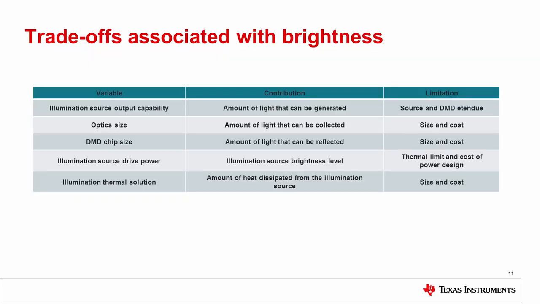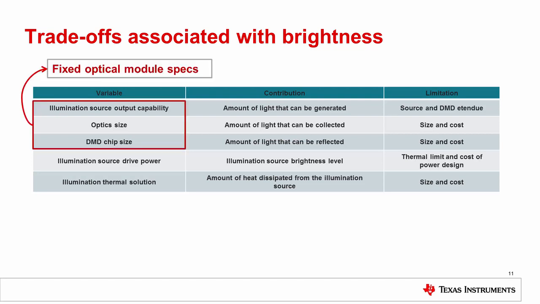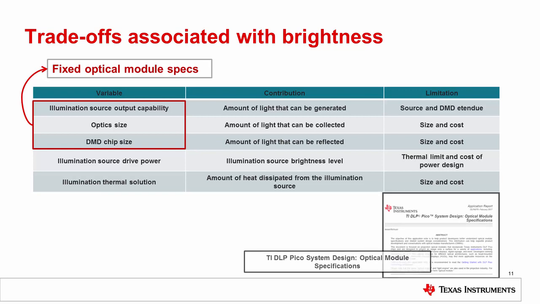Now that we've gone through the various factors impacting brightness requirements, let's get a general idea of the trade-offs in a DLP display system when there are limitations such as size and power. These variables are listed in the table. Some of them will be constant once the production-ready optical module is chosen for the design. An optical engine or module includes the DMD chip, the illumination source, and the required optics package in a module. There are many production-ready optical modules provided by optical engine manufacturers, which can help facilitate your design for DLP projection systems. For more information about optical module specifications, please refer to the Optical Module Specifications application report.